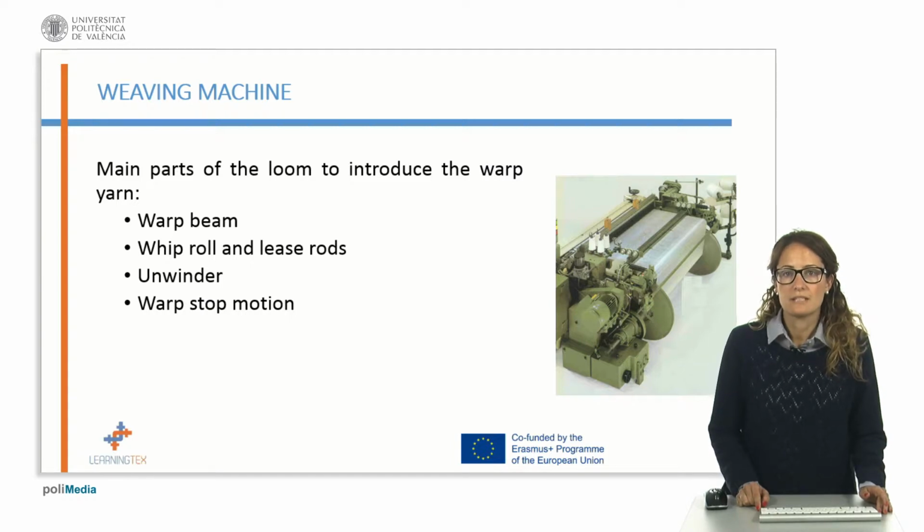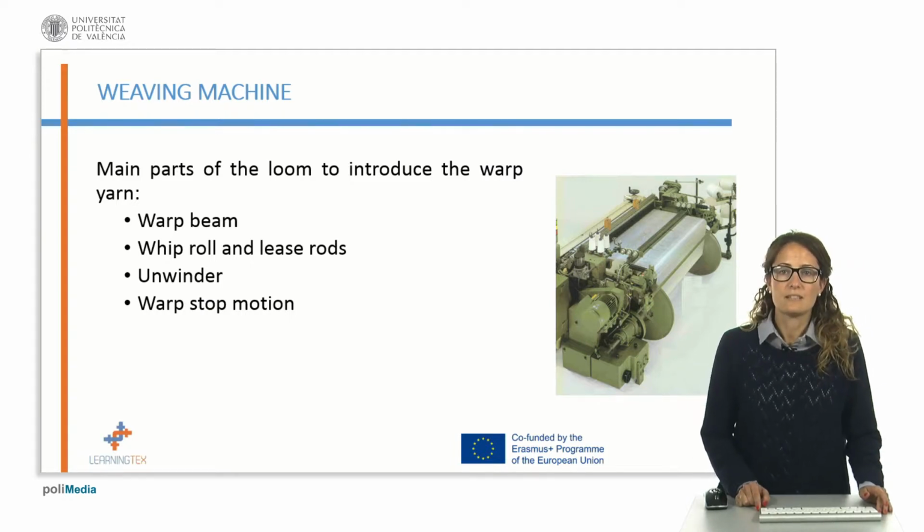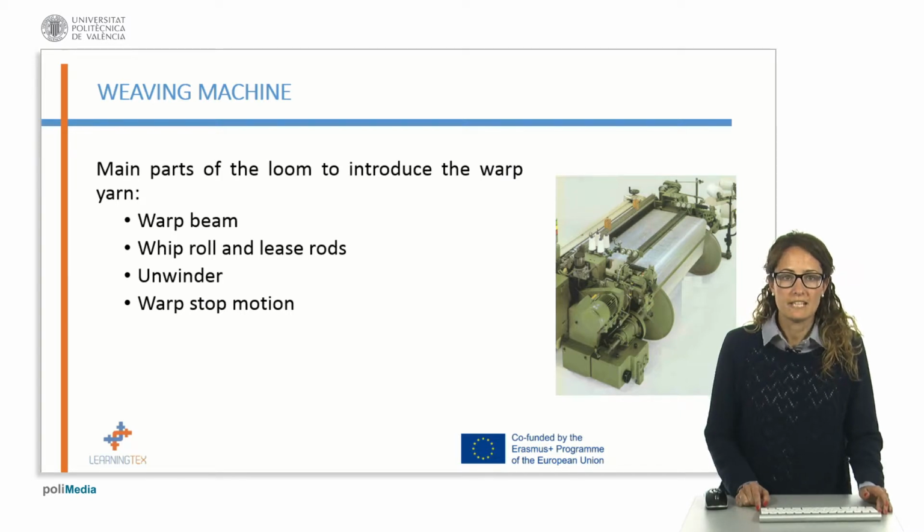The whip roll is the guide roller, which directs the warp threads on their way to the heddles, and the warp stop motion detects if there are any broken yarns to stop the weaving process.